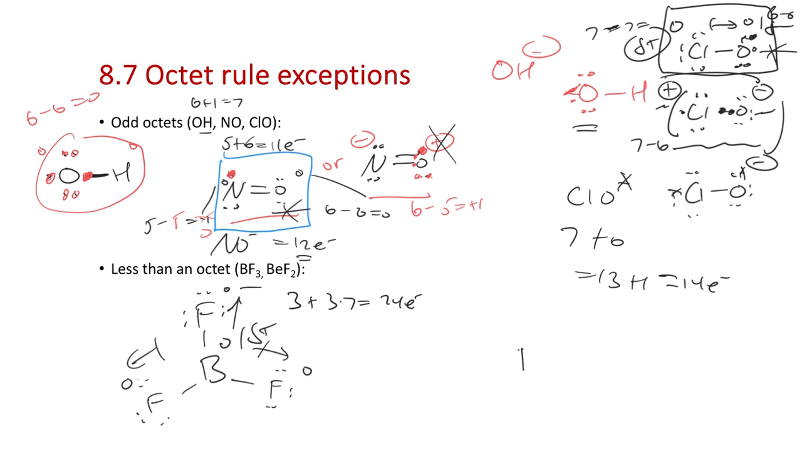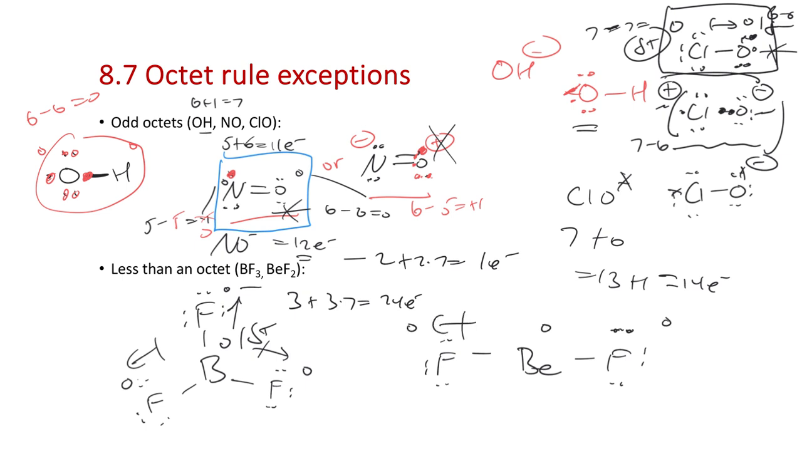BeF2, something similar. Beryllium only has 2 valence electrons, 2 times 7 for the fluorines, that's 16 total. So we end up with a Lewis structure that looks something like this. And so for beryllium here, it's happy not satisfying an octet. We don't want to make 2 double bonds. We don't want to increase magnitudes of formal charge. We want to decrease magnitudes of formal charge. The formal charges are 0 all the way across.